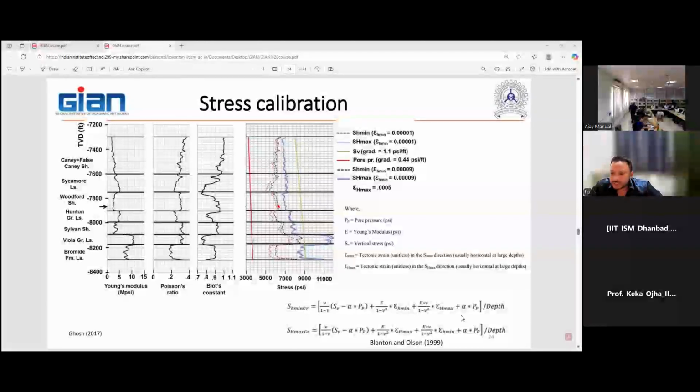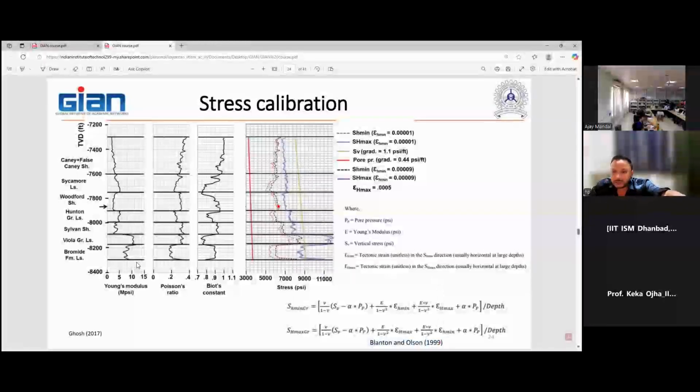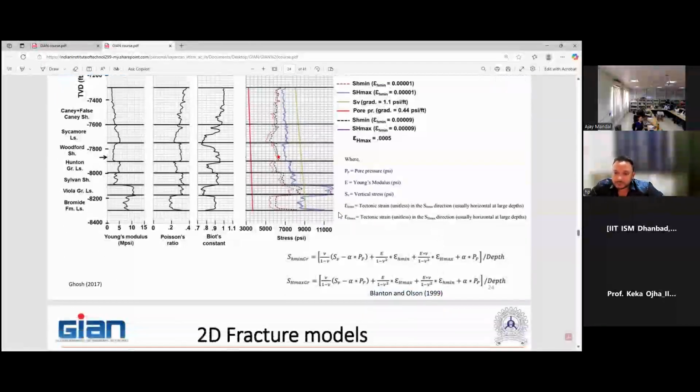These are the same equations. If you divide those by depth, then you will get the gradient, SH min gradient and SH max gradient. These are called the Blanton and Olson equation. This part was called the Eaton equation, E-A-T-O-N, and then when these were added together, these guys did it, Blanton and Olson. So this is your entire stress model.